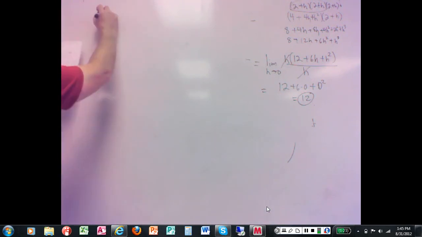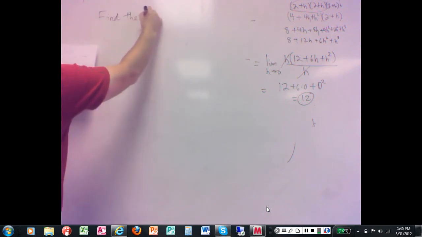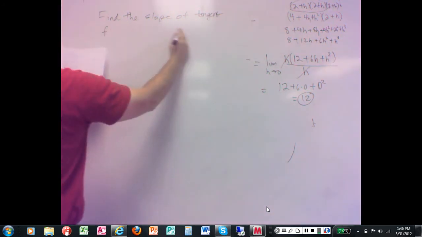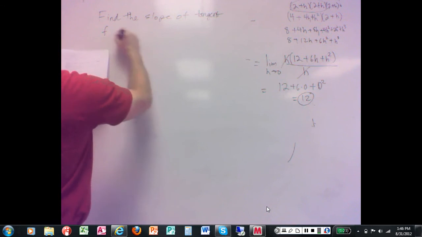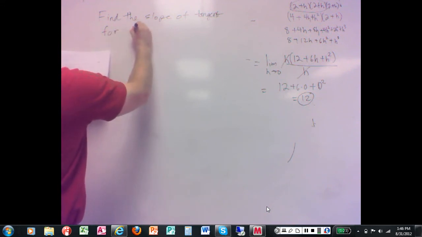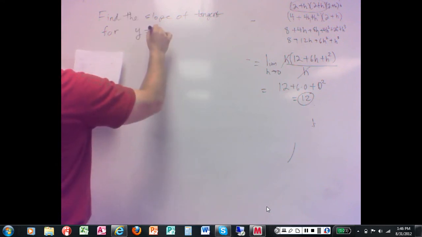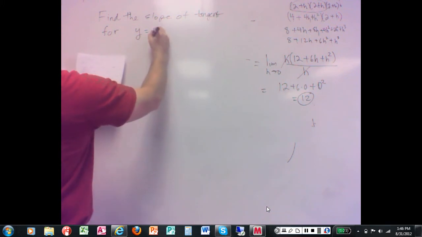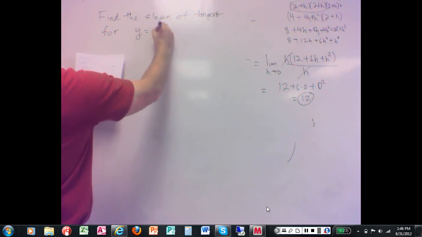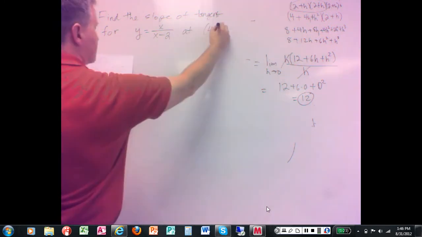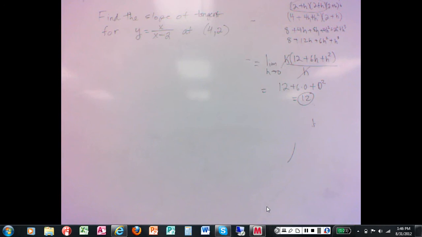Now, what we'll also do is this one. Find the slope of the tangent line for y equals x over x minus 2 at 4, 2. We'll do one other.